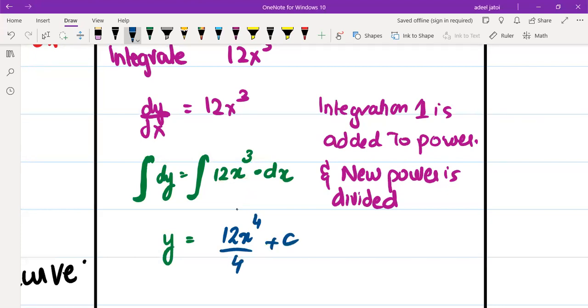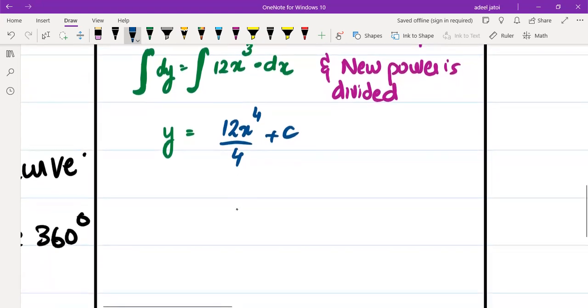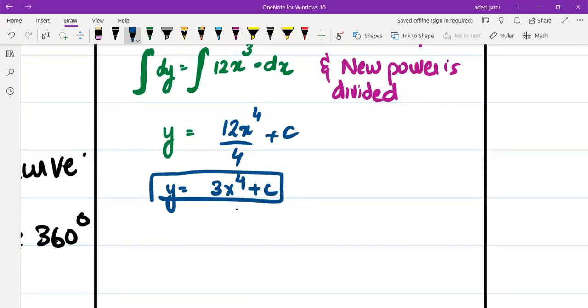Why do we add c? Because there might be a constant when we differentiate it. We might not know the constant, we can write it as c, till the time the points are not given. So just for the sake of writing down, this should be 3x to the power 4 plus c. So this would be the equation of curve.